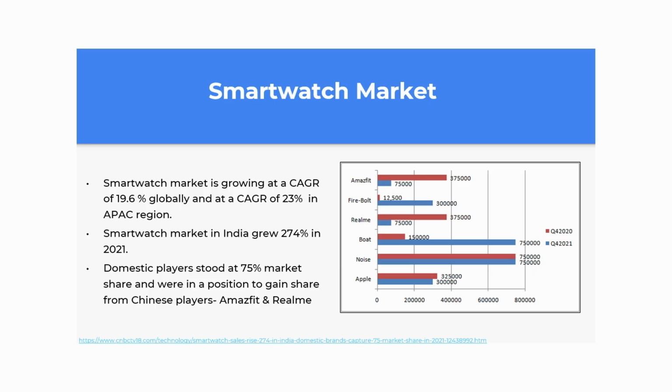The smartwatch market is growing at a compounded annual growth rate, CAGR, of 19.6% globally, which is fairly high, and at a CAGR of 23% in the APAC region. APAC is basically the Asia Pacific region, which includes India. The smartwatch market in India grew 274% in 2021. Phenomenal growth. 274%. You are looking at 16%, 19%, 23%, and here you are looking at 274%.